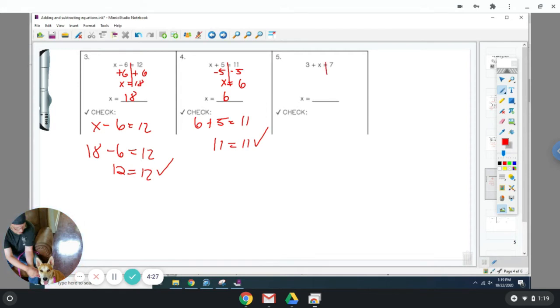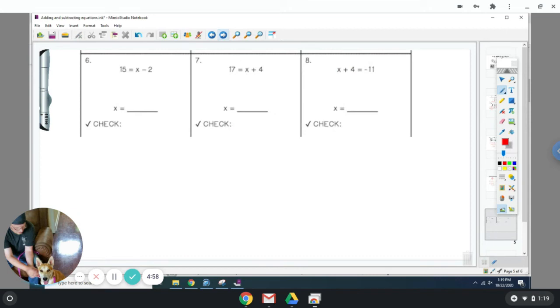So now this one, that's a positive 3, so we're going to subtract 3 from both sides. So this cancels out. And then 7 minus 3 is 4. So we're going to check our solution. So now you have 3 plus 4 equals 7. So 3 plus 4 is 7 equals 7. And I forgot to mention, the reason why we do the opposite operation is because these cancel out, meaning they go away. And that's what your whole goal is. And what you do to one side, you have to do to the other side.